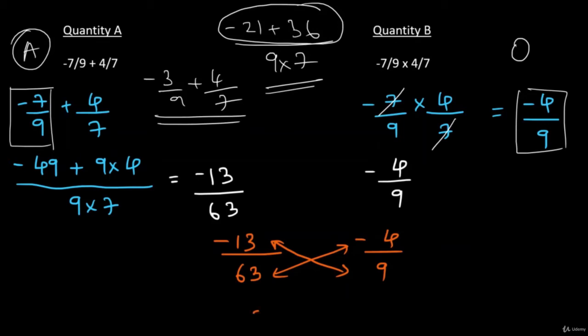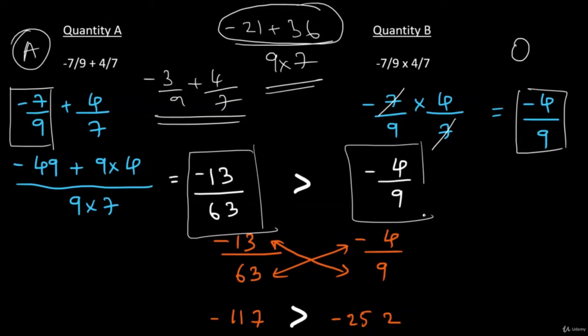So over here you get minus 117, and over here on the right hand side, when you multiply 63 and minus 4, you get minus 252. Now which among these two is bigger? It's minus 117, right? Because these are negative numbers. So because minus 117 is greater than minus 252, minus 13 by 63 will be greater than minus 4 by 9. All right. So again, we got quantity A as the bigger value, and hence option A is the correct answer.